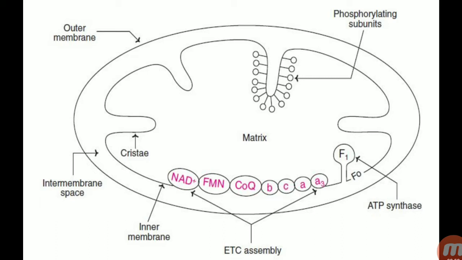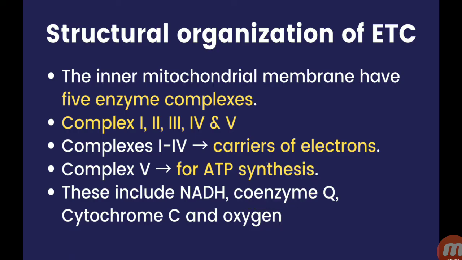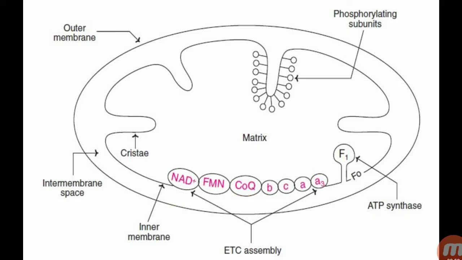And all the components required for the electron transport chain and ATP synthesizing system are located in the inner mitochondrial membrane. This inner mitochondrial membrane is folded to form cristae. Because of this structure, the surface area of the inner mitochondrial membrane is greatly increased. The inner surface of the inner mitochondrial membrane possesses the phosphorylating subunits that are the center for the ATP production.